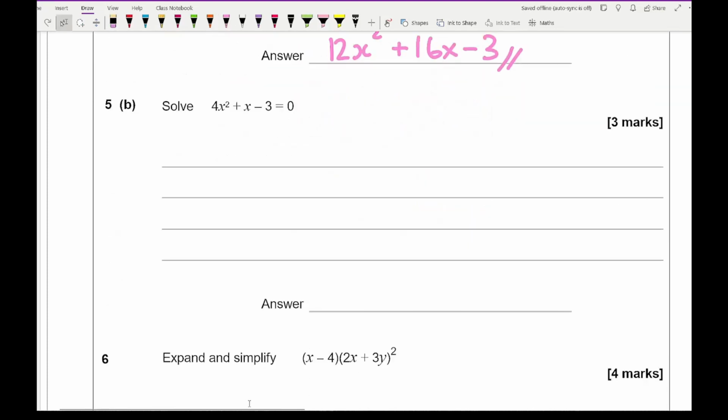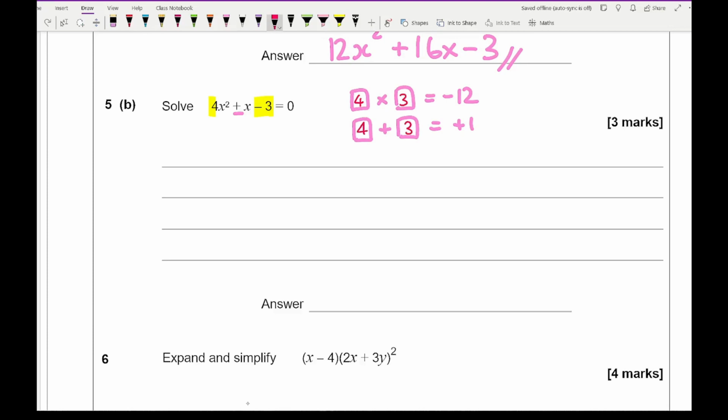Now moving on to question 5b, it says solve. And so here I can either do it by using the quadratic formula or by factorising. This one, let's see if it does factorise. Well, to find the magic number, it is going to be minus 12. So I'm looking for two numbers that multiply together to give me minus 12 and added together to give me positive 1. And the reason why I've got 1 is from there. So the numbers I'm going to be thinking of are going to be 4 and 3.